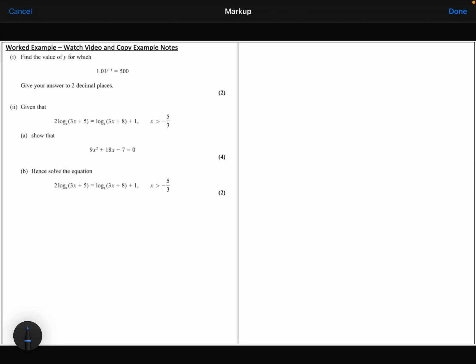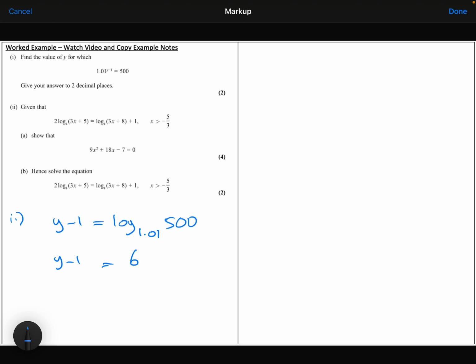finds the value of y for which 1.01 to the power of y minus 1 is equal to 500. So I am going to take logarithms of both sides, where the base is 1.01. That gives me y minus 1 is equal to log of the base 1.01 of 500.